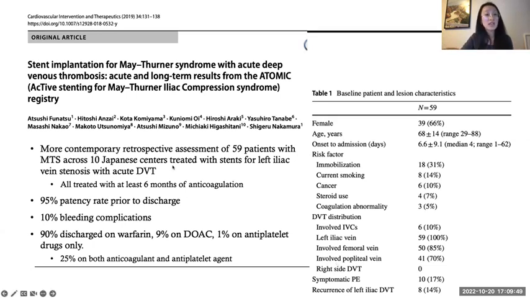In their patients, they had a 95% patency rate before discharge. All patients, of note, were treated with at least 6 months of anticoagulation. 10% had bleeding complications while they were treated in hospital. And 90% were treated on warfarin before discharge. When DOACs came around, they were sent home on DOAC, but that was a little bit later on in the trial. And 25% of patients were on both anticoagulant and antiplatelet therapy.